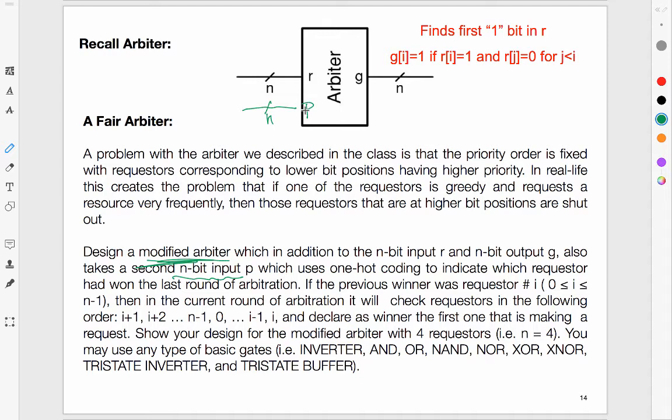In the current round of arbitration, the order in which I want to check is the following. If in the previous round the ith was the winner, then this time around my priorities would be: i plus 1 has the first check, then i plus 2, then i plus 3, through n minus 1, then back to 0, and back to i. So you want to give the ith guy the last priority. Okay? How would you implement this?